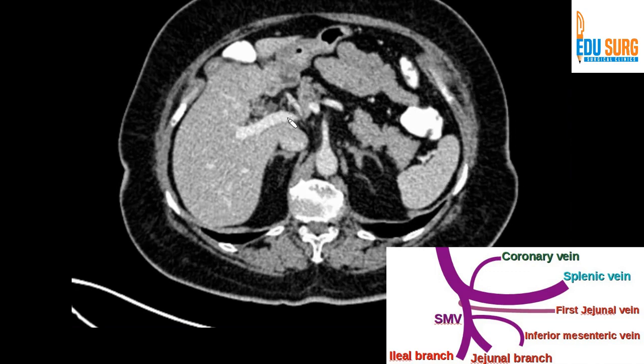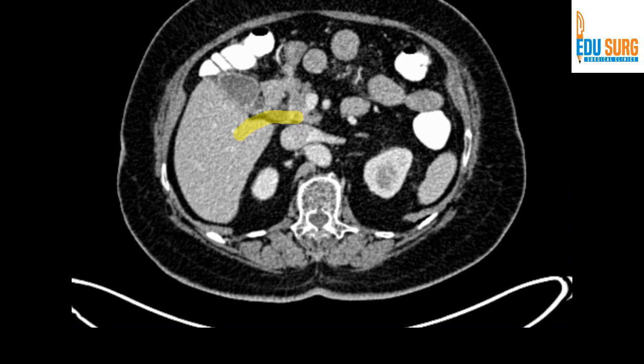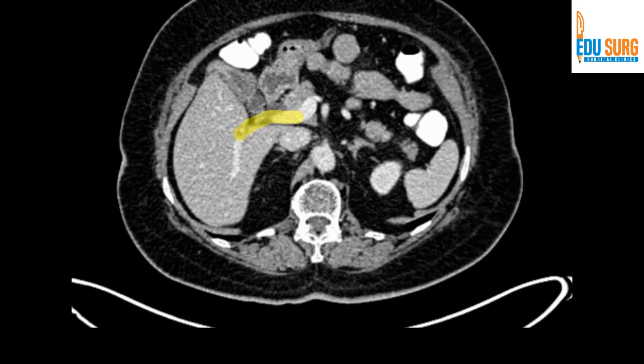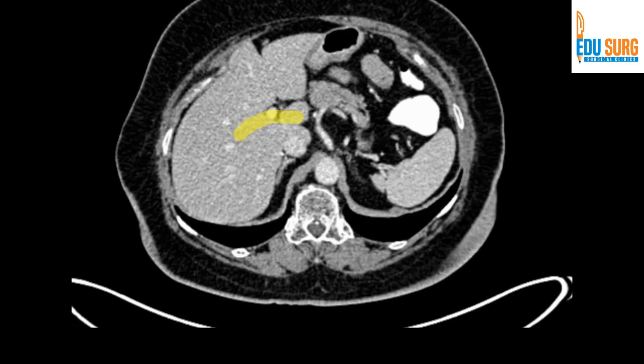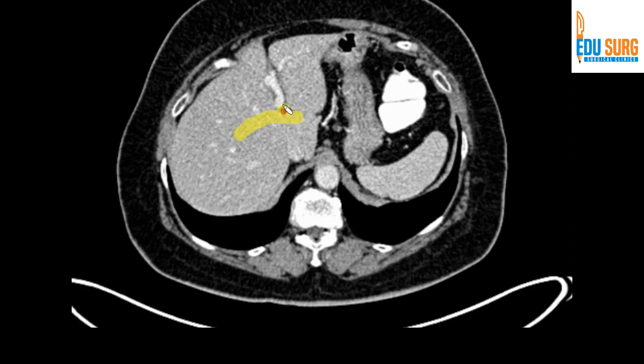Then as we go up, now we know this anatomy. The SMV and the splenic vein unite to form the portal vein. The portal vein divides into right and left. When I am in the axial cuts on the lower side, I am in the segment 5-6 area. So you will see two branches which will not unite with each other. And as I go up, you will see branches to 7 and 8.